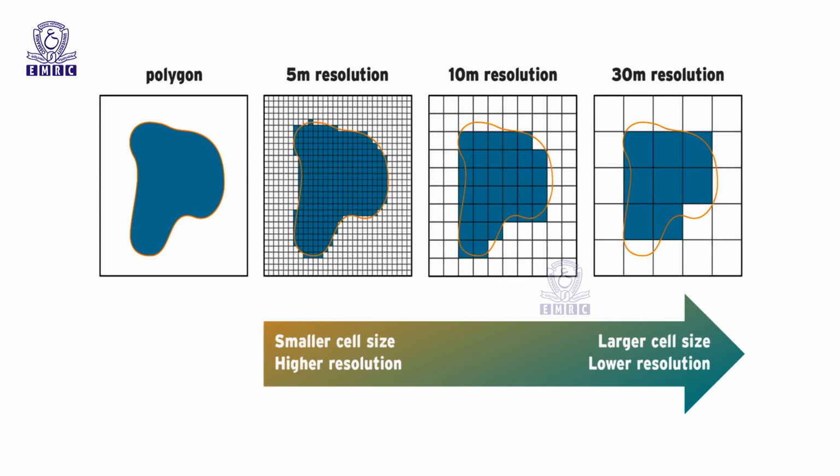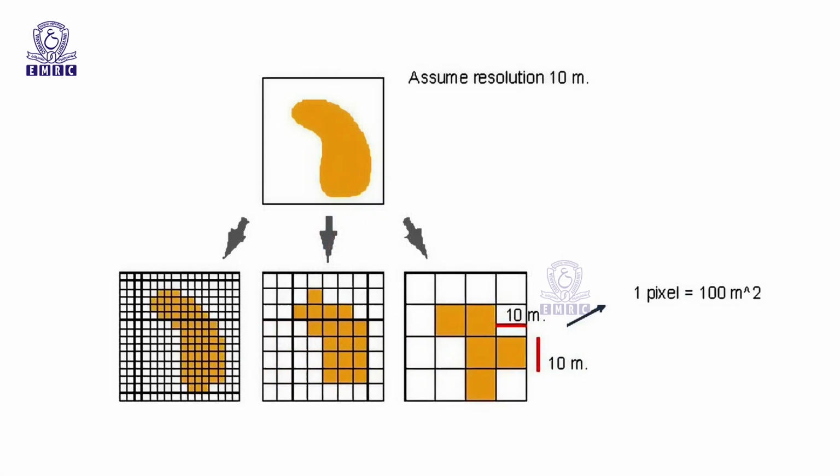A raster model with pixels representing 10 meters by 10 meters, or 100 square meters in the real world, would be said to have a spatial resolution of 10 meters. A raster model with pixels measuring 1 kilometer by 1 kilometer, 1 square kilometer in the real world, would be said to have a spatial resolution of 1 kilometer, and so forth.